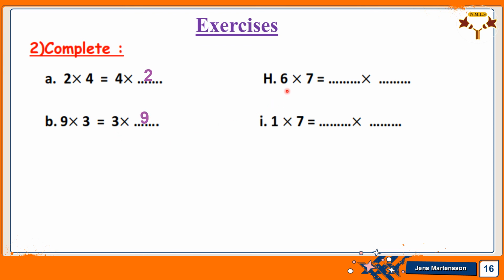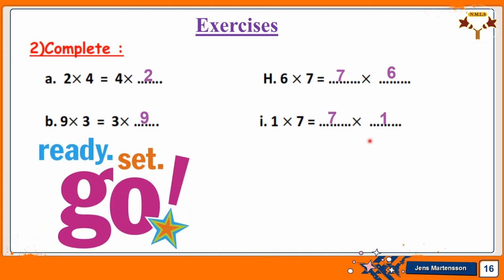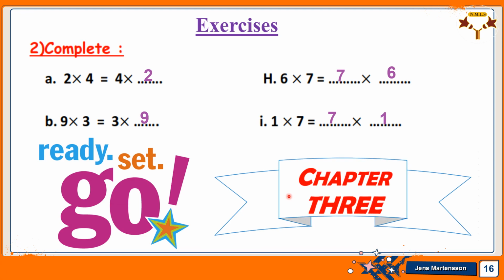And here 6 times 7, make a commutative. It's what times what? It's 7 times 6. Excellent. And here also we have 7 equal what times what? Equal 7 times 1. Are you ready to go to chapter 3?